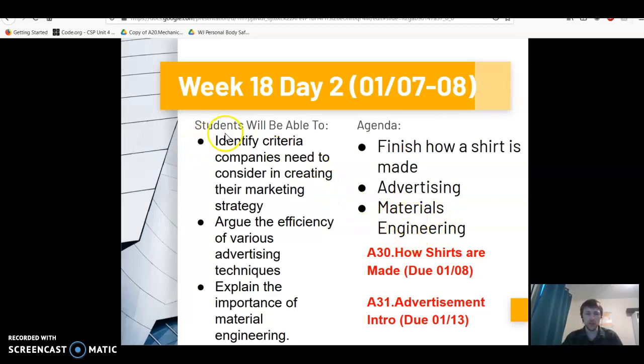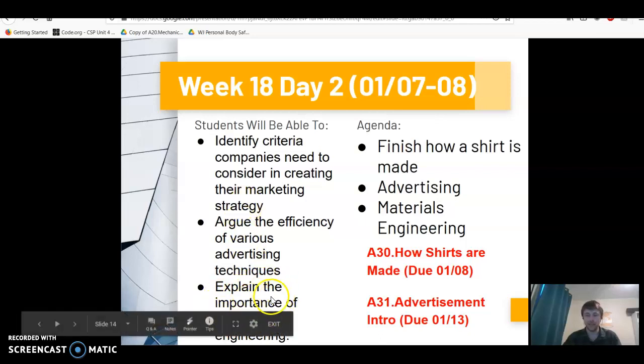Our objectives are: you can identify criteria companies need to consider in creating their marketing strategy, argue the efficiency of various advertising techniques, and last but not least, explain the importance of material engineering, which once again, we're going to hit next class. So table that one for now.